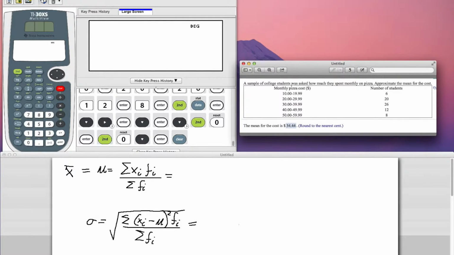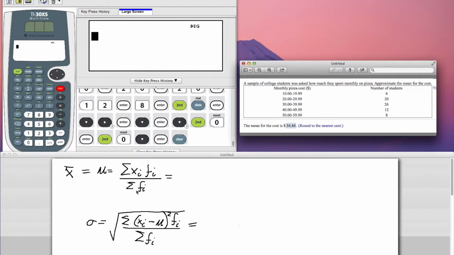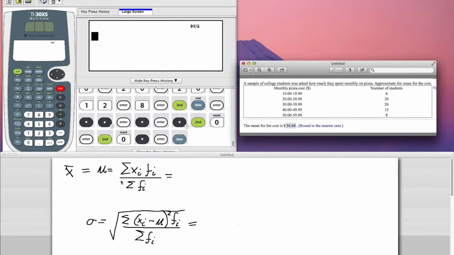A sample of college students was asked how much they spend monthly on pizza, approximate the mean for the cost. We will be using this formula in order to find the population or sample mean. And first thing that we need to find is the xi elements, which is basically the midpoint of this data. We have 5 classes and we want to find the midpoint of each class.